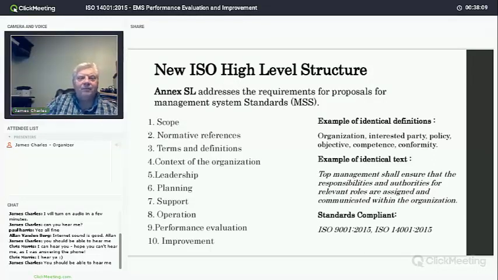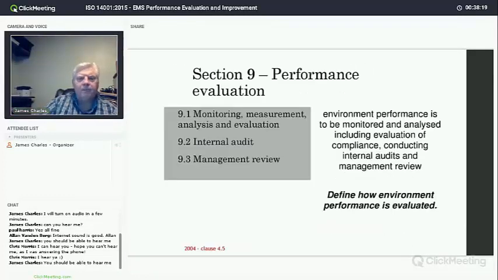But I still do have probably more often than not customers that are still quasi-separate systems, and we can talk more about that. So here we're going to talk a little bit about the first element, section 9, performance evaluation. 9.1 talks about monitoring and measurement, analysis and evaluation. 9.2, internal audit, and 9.3, management review.